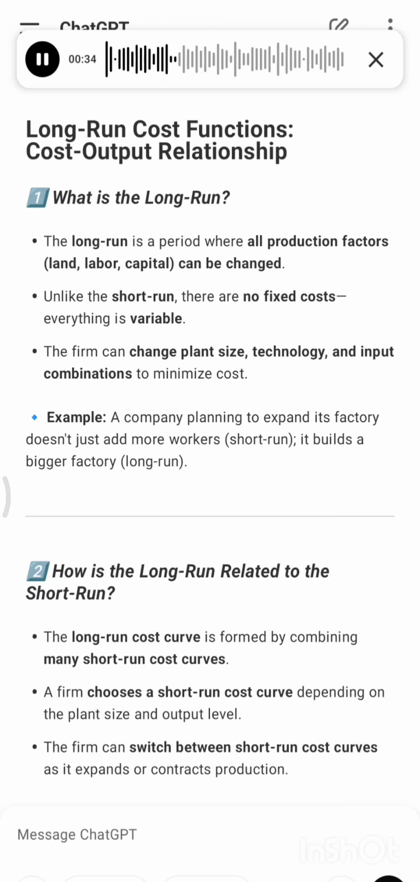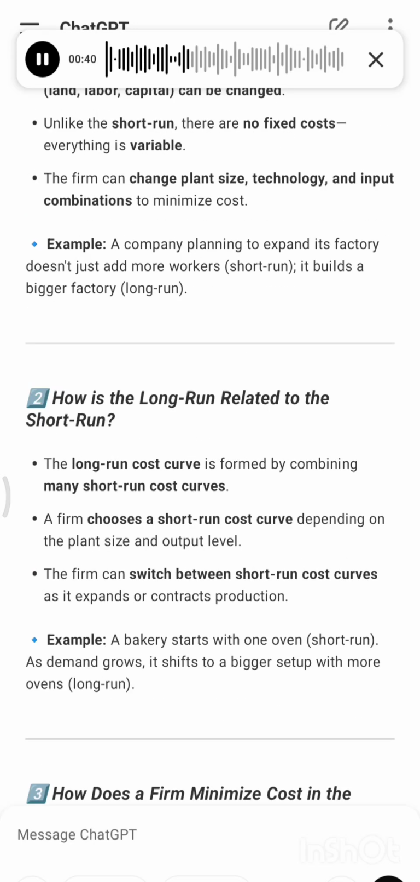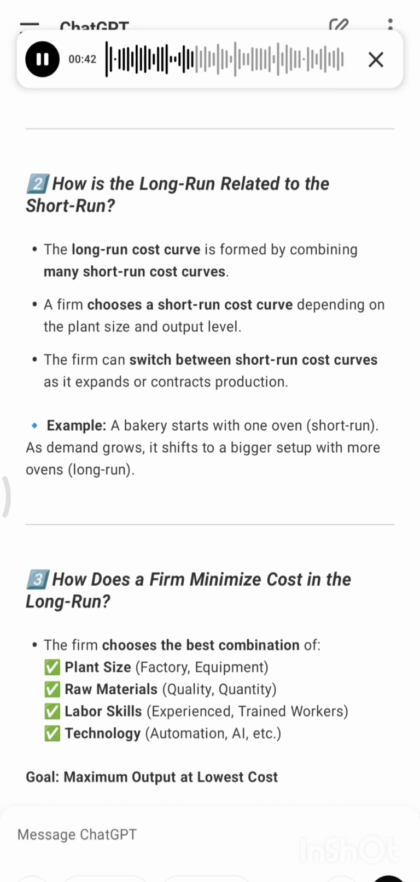How is the long run related to the short run? The long run cost curve is formed by combining many short run cost curves. A firm chooses a short run cost curve depending on the plant size and output level. The firm can switch between short run cost curves as it expands or contracts production. Example: a bakery starts with one oven, short run. As demand grows, it shifts to a bigger setup with more ovens, long run.